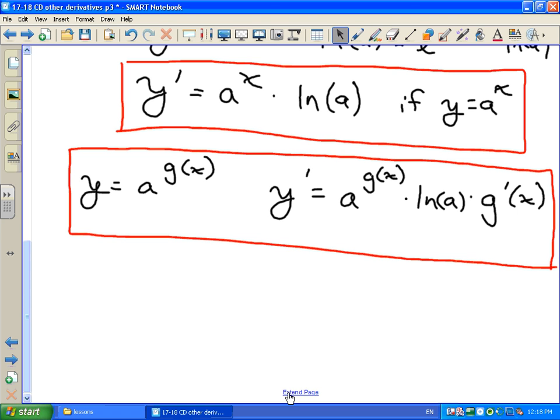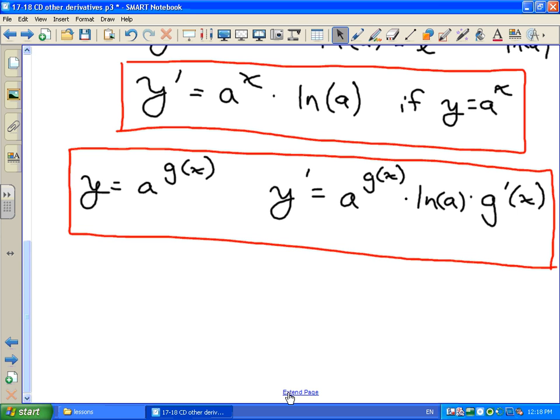So the four things that you need to know for the test are derivative of exponential function with base e, derivative of an exponential function with a base that is not e, derivative of a natural log function, derivative of a logarithm that is a base other than e. If you know those four things and you can combine them with the chain rule, like we're doing here, that's all you need to know.